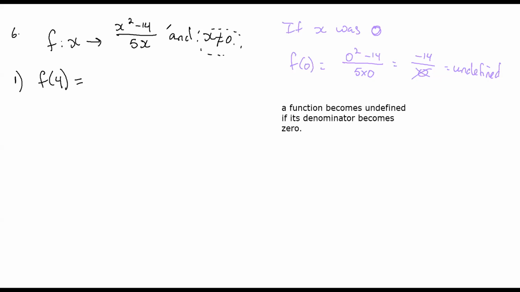Now calculate f of 4. f of 4 means that we put 4 into the function. So it becomes 4 squared minus 14 over 5 times 4. So 4 squared is 16, 16 minus 14 over 20, and you get 2 over 20, which is 1 over 10. Okay, nice.